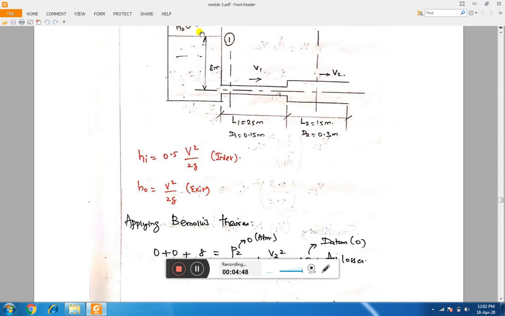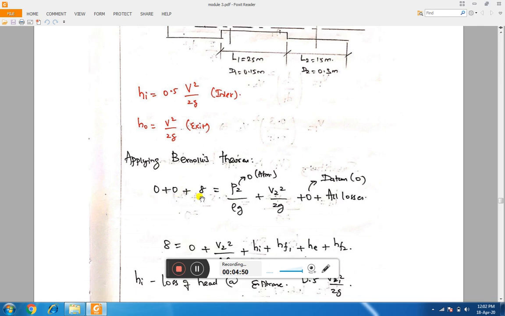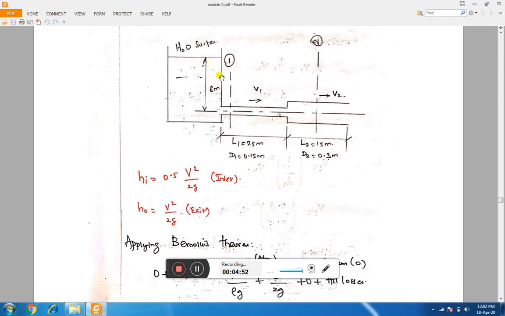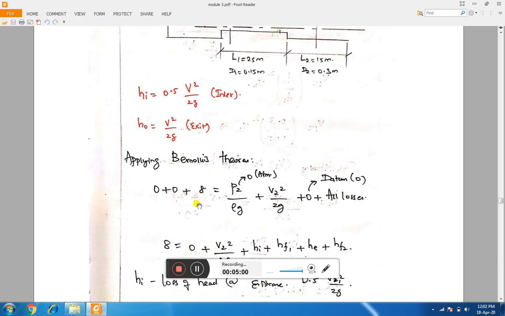So there is no velocity at this line, so V1 square by 2g is also 0. But we have height from the datum. So this is the datum, the center of the pipe is the datum. From that datum we have height of 8 meter. So height Z1 is 8.